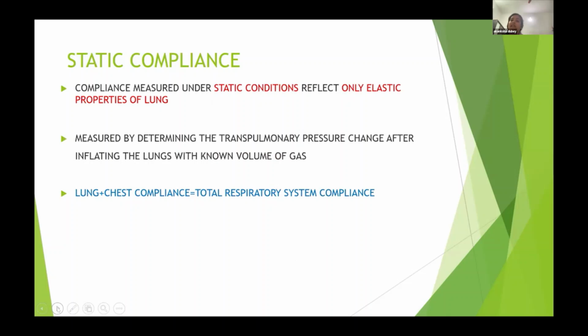Now coming to types of compliance, there are two types of compliance. One is static and the other is dynamic. Static simply means the compliance which is measured under static conditions when the baby is not breathing, and it reflects only elastic properties of the lung. And it is measured by determining transpulmonary pressure change after inflating the lungs with a known volume of gas. And as we have learned earlier also, lung compliance plus chest compliance is equal to the total respiratory system compliance. Next, please.